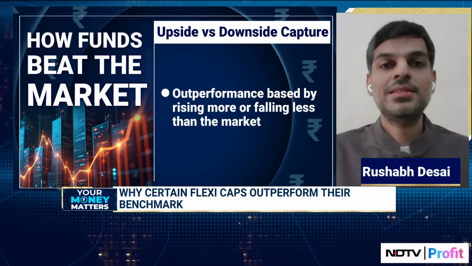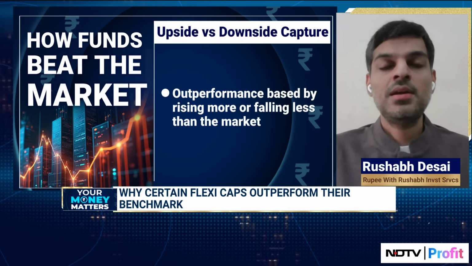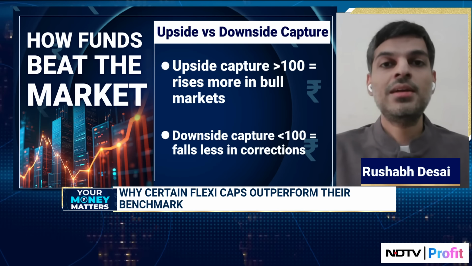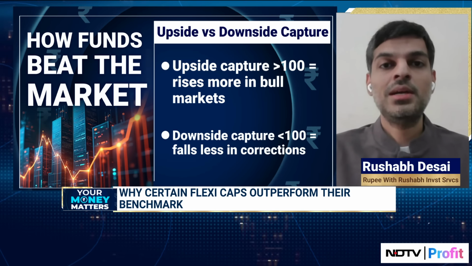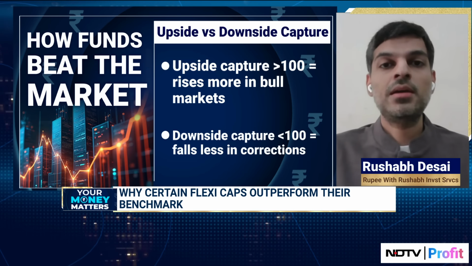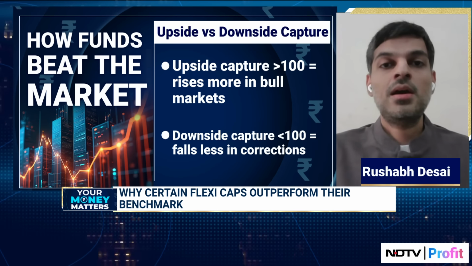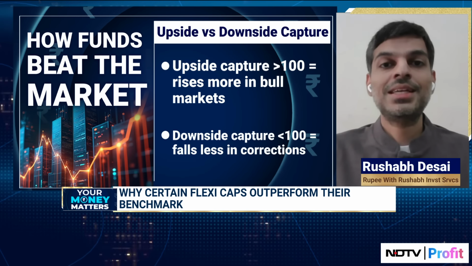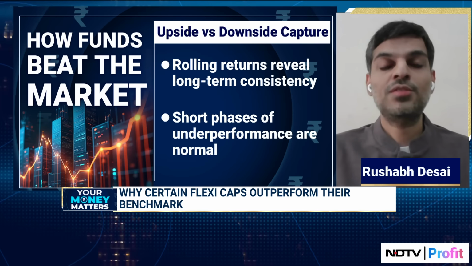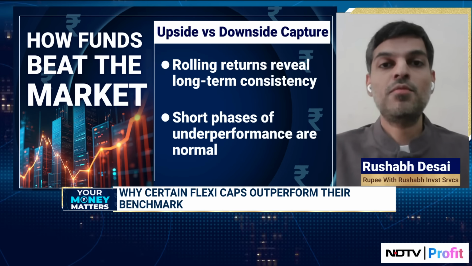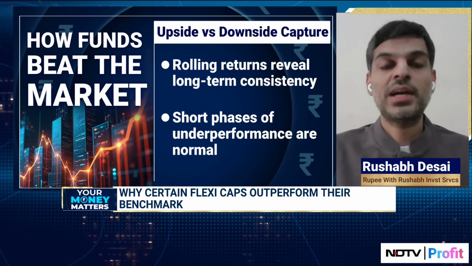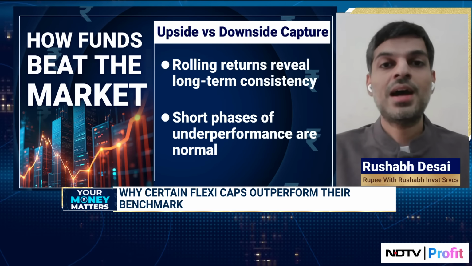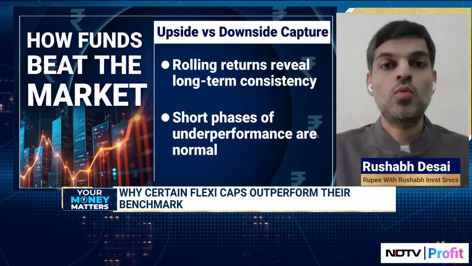What this simply means is that when markets are in a bull run, the higher upside capture ratio fund will generate higher returns than the benchmark, than the market. And during bear markets, or during markets when they are highly volatile, a lower downside capture ratio means the fund will fall less than the market is falling. So if the market is falling, say, minus 10%, the fund will fall probably minus 8, or minus 5, or minus 4%. Ideally, I would prefer a fund which has a higher upside capture ratio and a lower downside capture ratio.